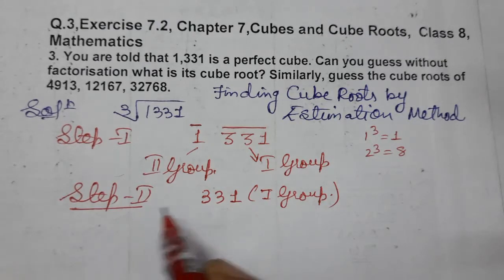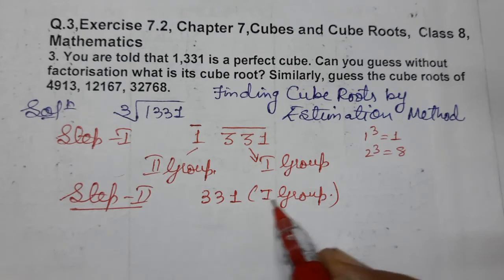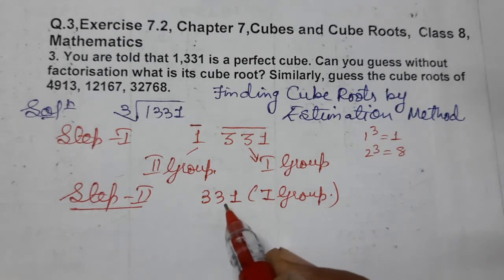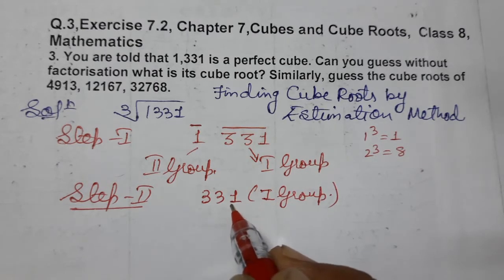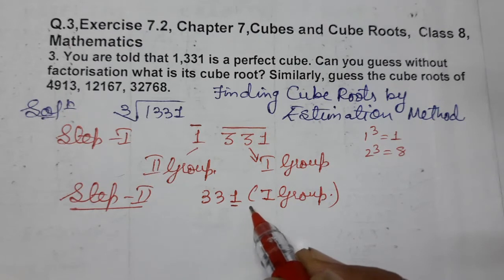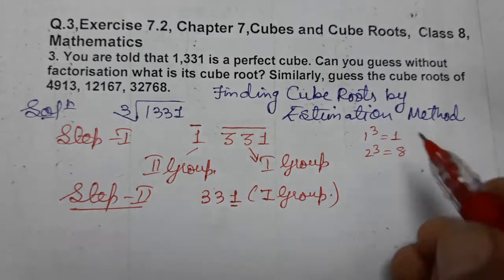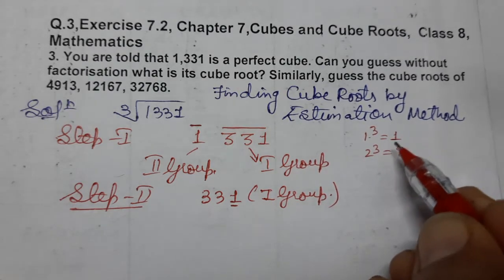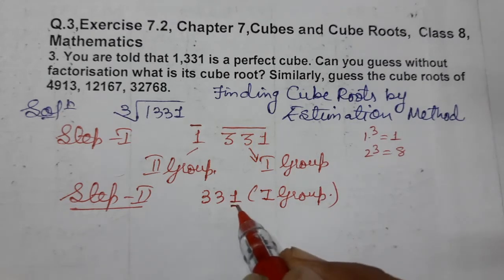Now step 2. For this, we have to write this first group, 331. Now see, this 331 ends with 1. And we know that 1 comes at the unit place of a number only when its cube root ends with 1. 11 cubed is 1331, and so on. So it ends with 1 only.